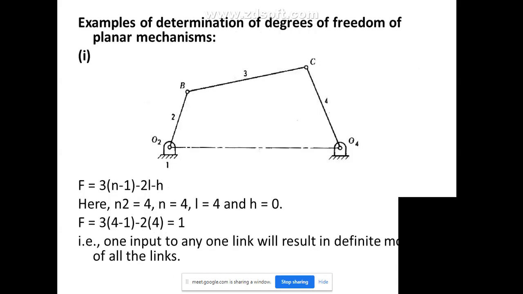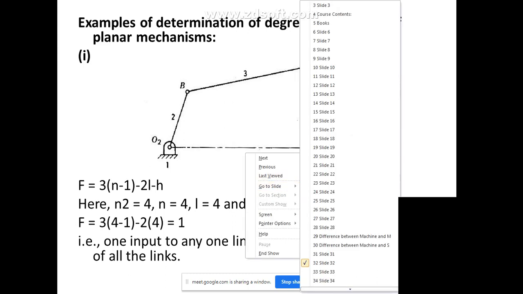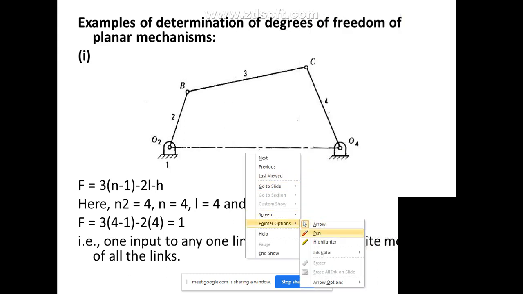Okay, so we'll come to one mechanism. Now you don't write anything, just look here first. First you understand, for a simple problem I will tell you how to do it.